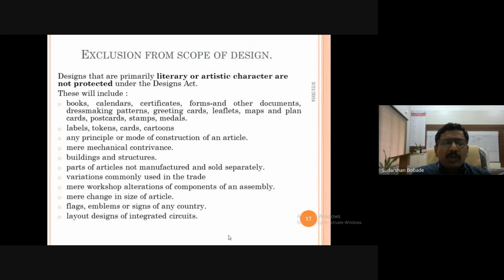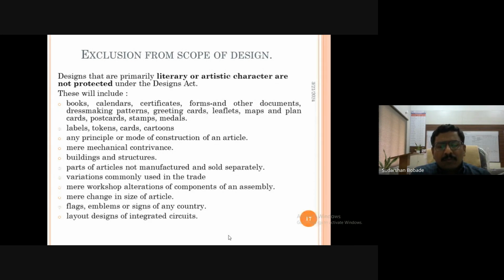Say suppose when we are talking about the book, calendar, certificates, sort of things in terms of the printing, these particulars are considered under the copyright. They are not considered under the design. When we are talking about the labels, token, cards, cartoon, sort of things, these are nothing but the exclusions, like flags, then mere change in the size of the article.